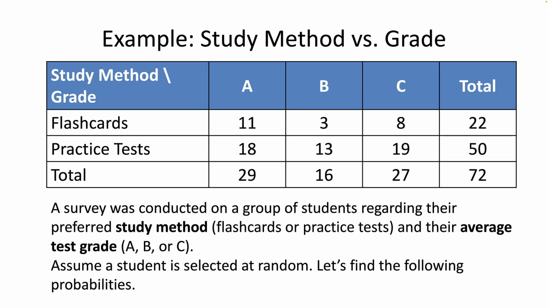For this video, we'll be using the contingency table that displays study method versus grade. I've linked a copy of this contingency table in the video description below. A survey was conducted on a group of students regarding their preferred study method, whether they use flashcards or practice tests, and their average test grade, A, B, or C. We will assume that a student is selected at random. Let's go ahead and calculate the following probabilities.